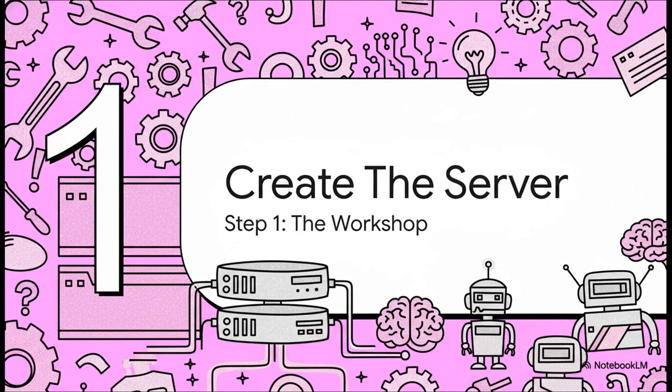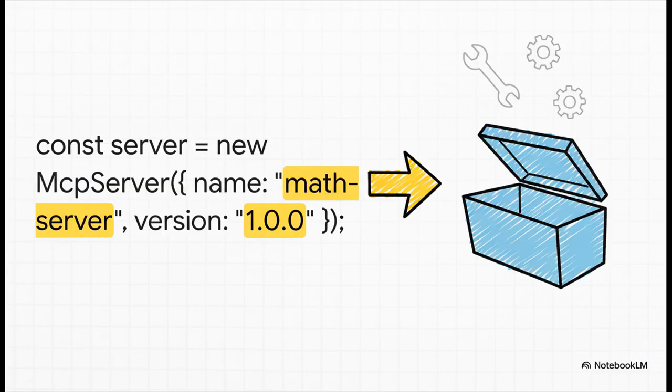So, first things first. Every tool needs a home, right? A place to live. In our world, in the MCP world, that home, that workshop, is the server. So that's where we have to start. And here it is, our very first line of code. Super straightforward. We're just creating a new MCP server. We give it a name, math server, and a version. That's it. Think of this as setting up the main workbench. It's empty for now, but it's ready to hold all the amazing tools we're about to build.